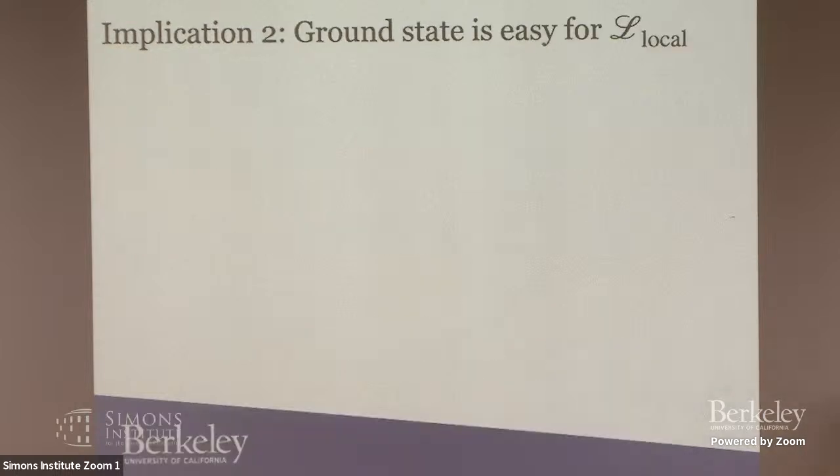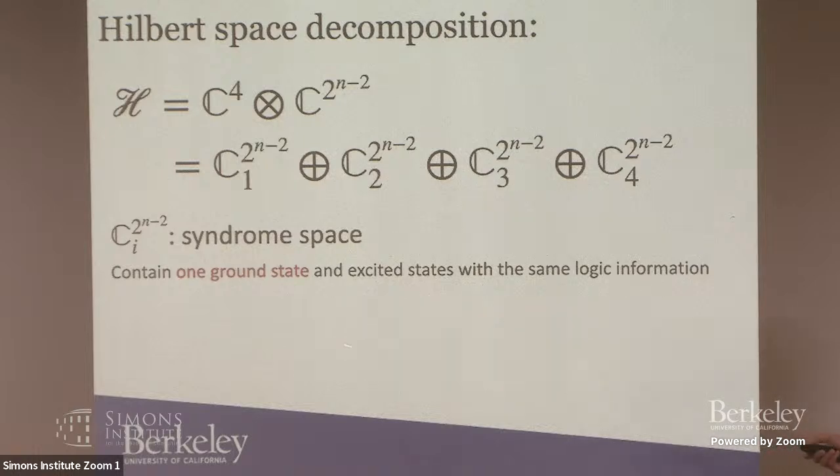Okay. The second implication of our result is that in our work we also show that the ground state is easy for the local Davies generator. How to understand this result? For the 2D Toric code, we can first do the Hilbert space decomposition. We can decompose the original Hilbert space as C^4 tensor product with C^2 to the power m minus 2. Basically, we can rewrite it as the direct sum of C_1 to C_4, and each C_i is called a syndrome space. Each syndrome space contains only one ground state and excited states with the same logical information. You pick any vector inside this syndrome space and measure it with the logical operators, and the output is always the same.